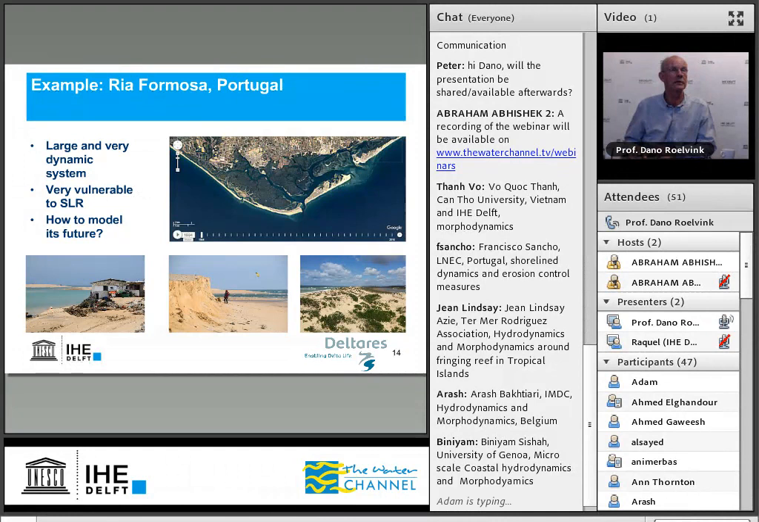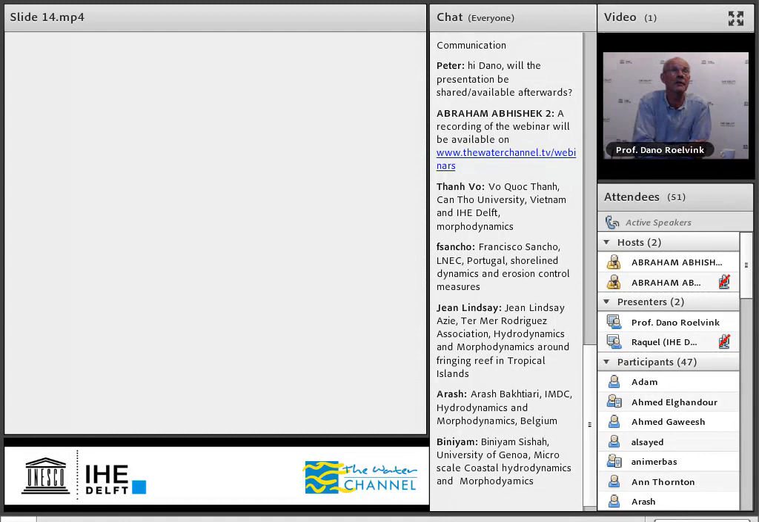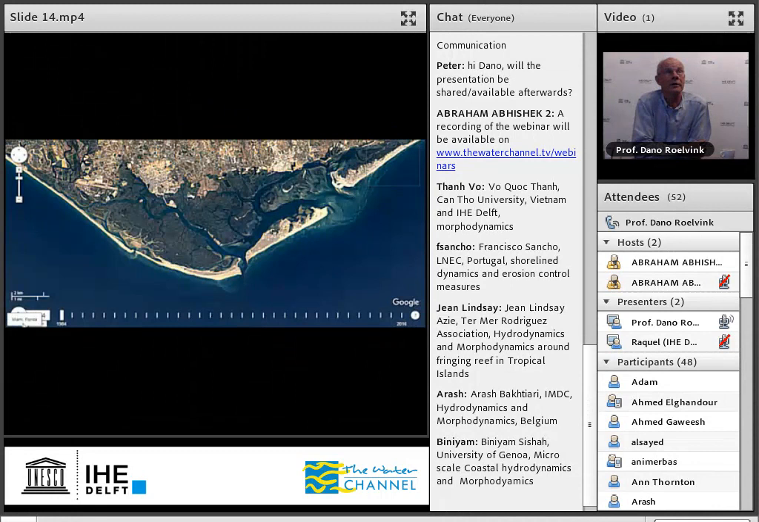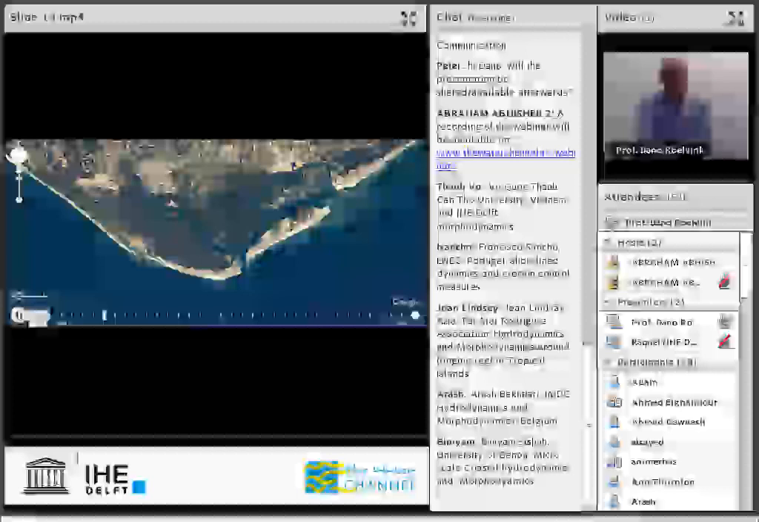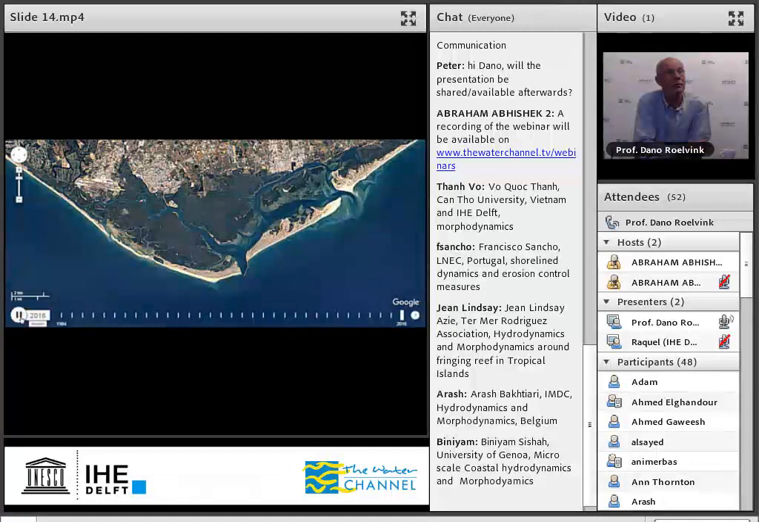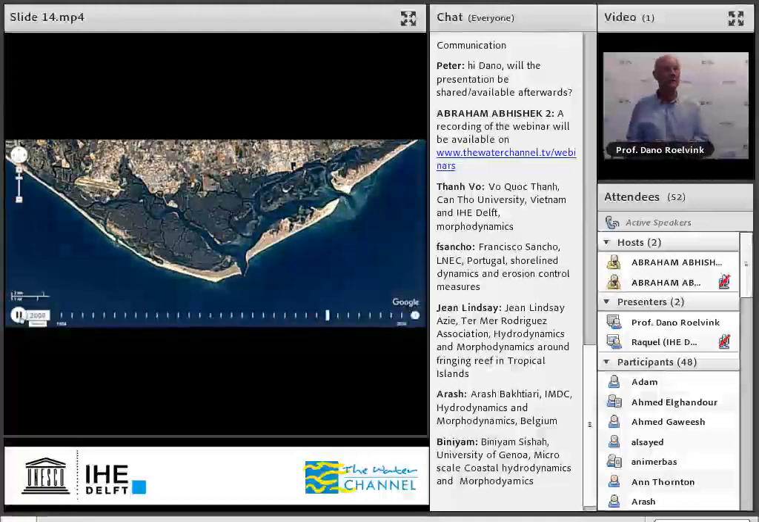So this is the Ria Formosa in Portugal, a very large and dynamic system. Here's an animation from Google Earth Engine, something I would really recommend you have a look at, the time-lapse videos on Google Earth Engine. You can find it on Google. You see this incredible dynamic tidal inlet that is moving over hundreds of kilometers, and now and then is relocated. So how do we simulate such a complex system?